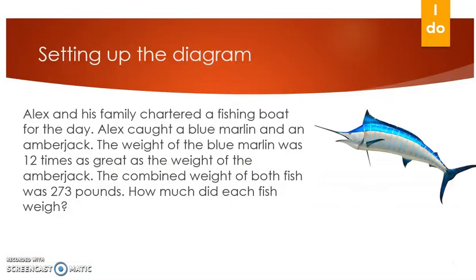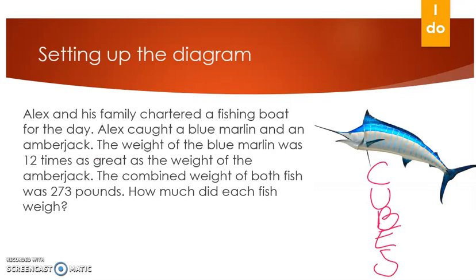All right, let's jump right in. So Alex and his family chartered a fishing boat for the day. Alex caught a blue marlin and an amberjack. The weight of the blue marlin was 12 times as great as the weight of the amberjack. The combined weight of both fish was 273 pounds. How much did each fish weigh? So first we know we have to do CUBES.